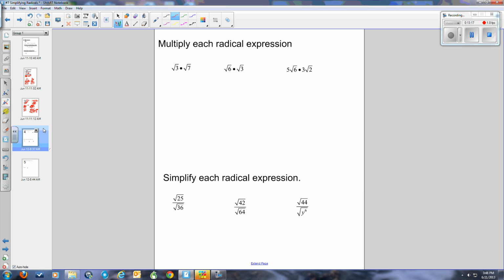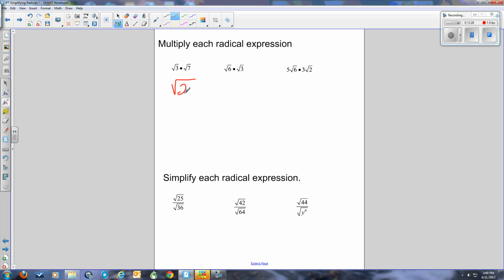Let's move on. Let's say we want to multiply each radical expression. We have the square root of 3 times the square root of 7. So we just multiply and we get the square root of 21. We can't simplify that any further. Square root of 6 times the square root of 3 gives us the square root of 18. We can simplify that because we can break 18 down into 9 times 2, and we can take the square root of 9, which gives us 3. So we have 3 square roots of 2.